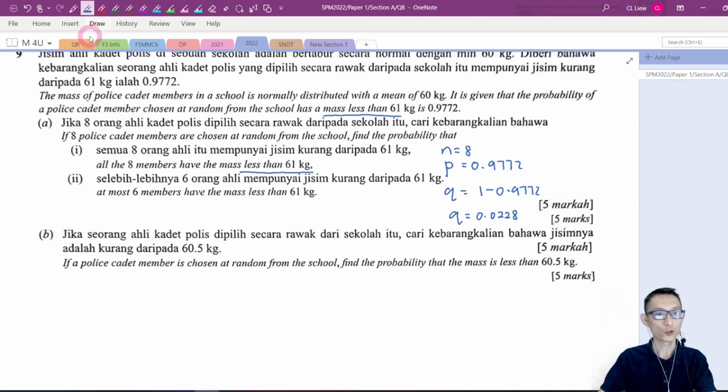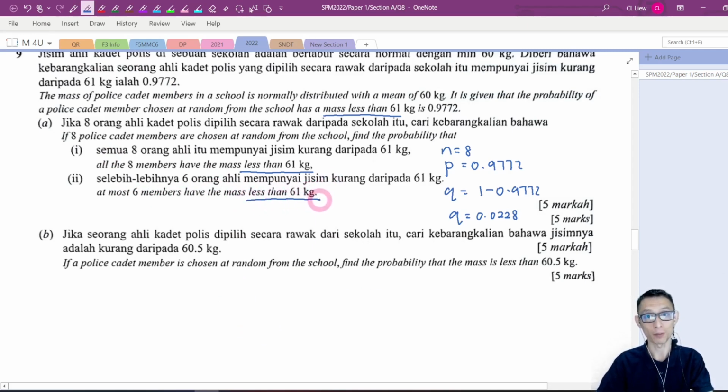Now let's look at part 2. At most 6 members have the mass less than 61 kg. So the P is still the same, Q still the same, N still the same. So at most 6 members, we are looking for X less than or equal to 6. So how do we get this one? We can take 1 minus P(X equal to 7) minus P(X equal to 8), right?